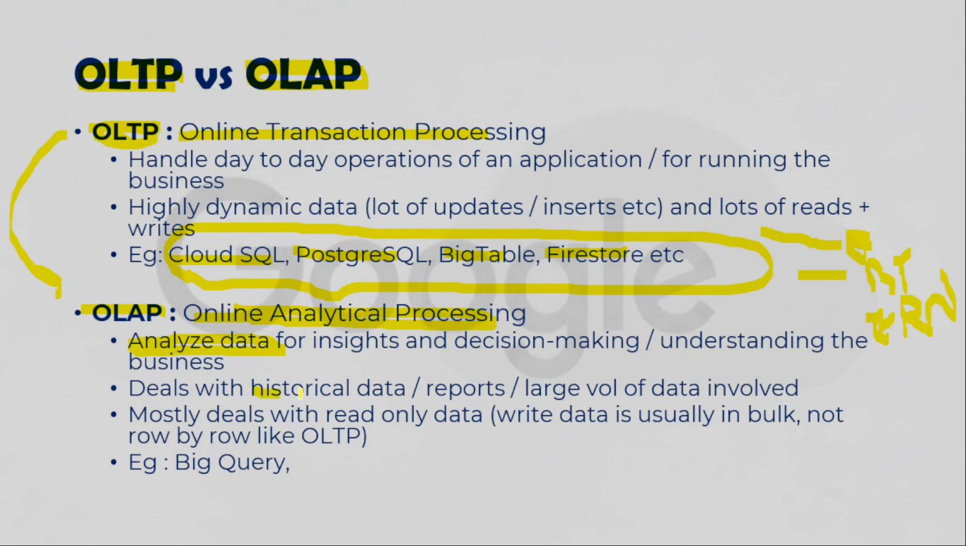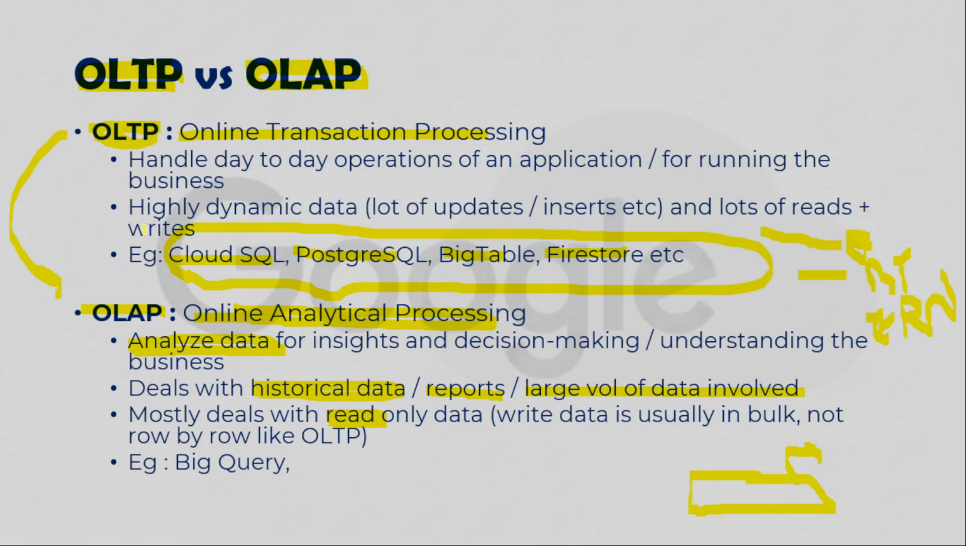OLAP is used for analytical purposes. It deals with historical data and is usually used for reporting, where a large volume of data is involved. Here the updates and inserts are extremely low, but we see a lot of reads. The data is very stable and the volume of the data is huge. You will not see a lot of updates or inserts in OLAP compared to OLTP.